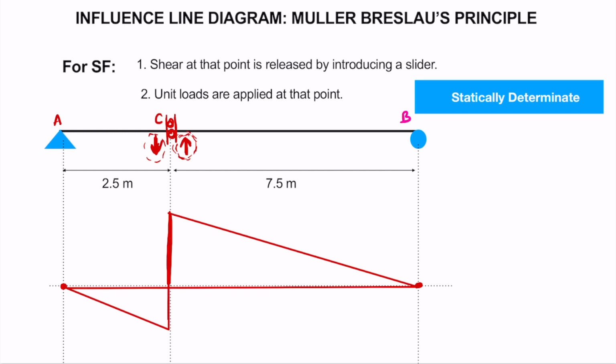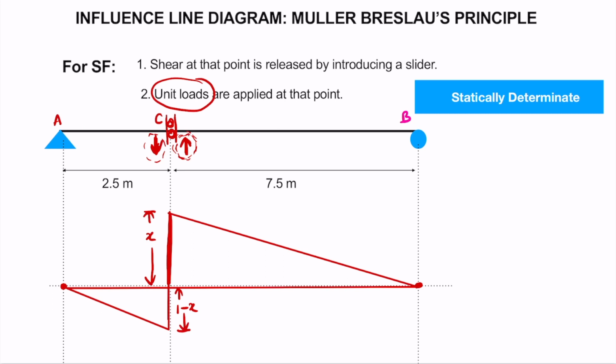So this is the deflected shape of the beam after applying the displacements. Now what is the value of these displacements? Let's call it X. Now here the total displacement is 1. We are applying total unit displacement, so total displacement should be 1. So this lower part will be 1 minus X.